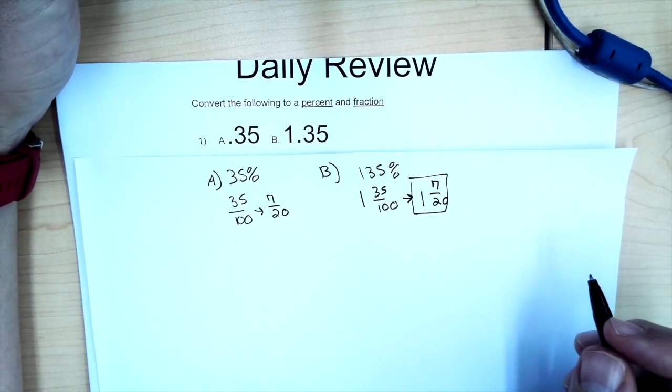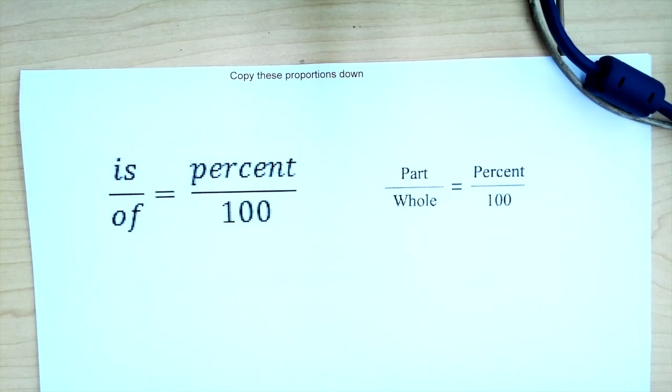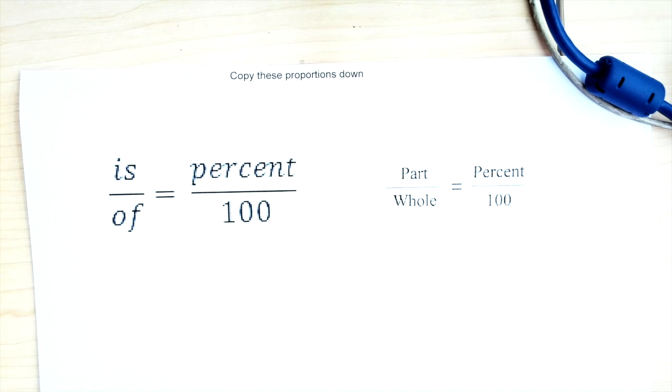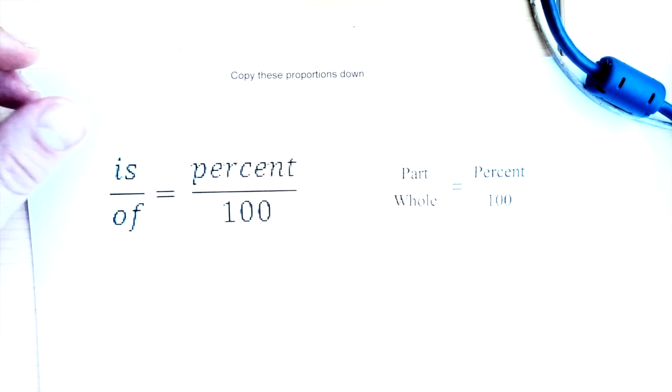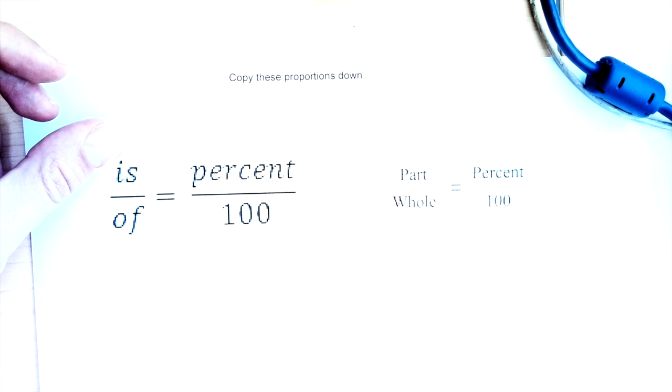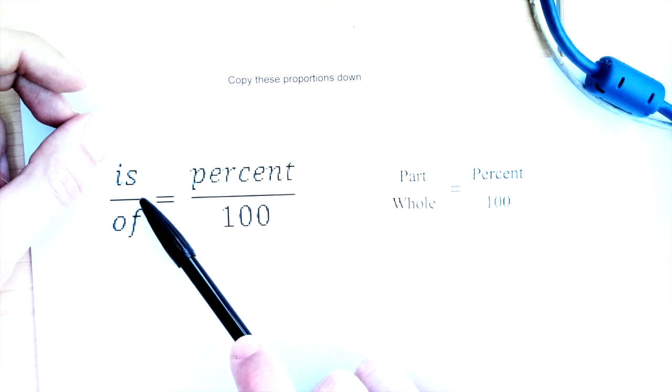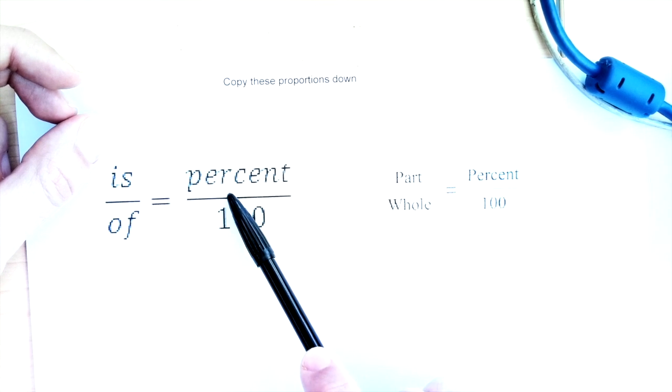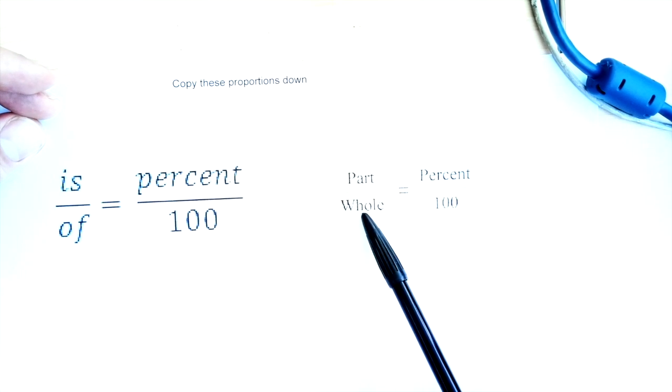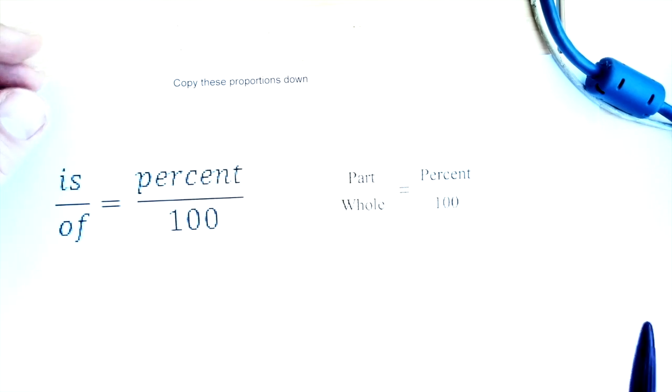There we go. For today's lesson, we're going to be focusing on 2 primary proportions. Remember, a proportion is an equation where 2 ratios are equivalent to each other. So, is over of equals percent over 100. We're also going to use part over whole is equal to percent over 100.